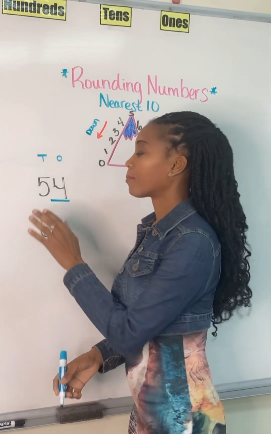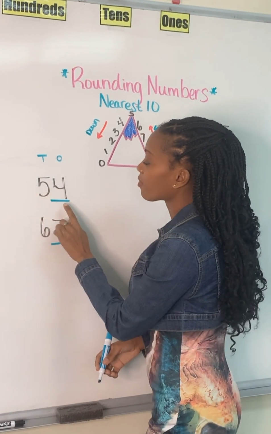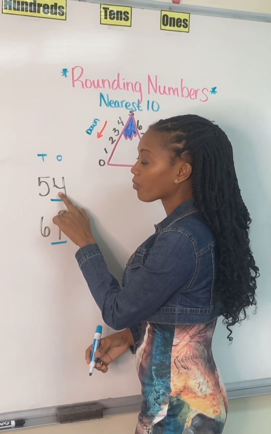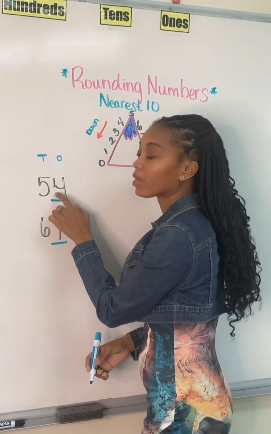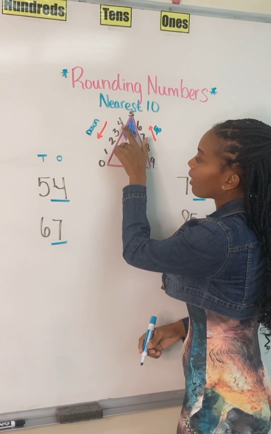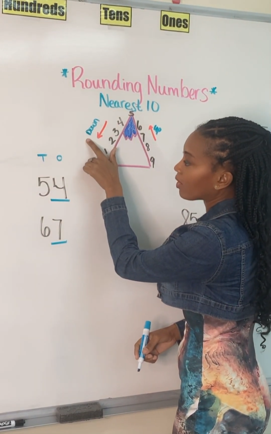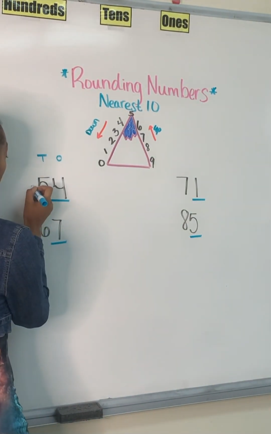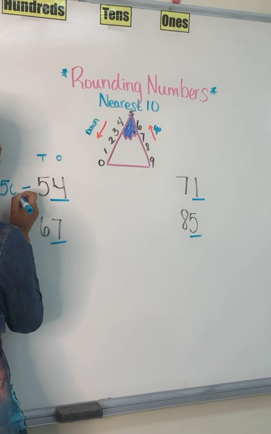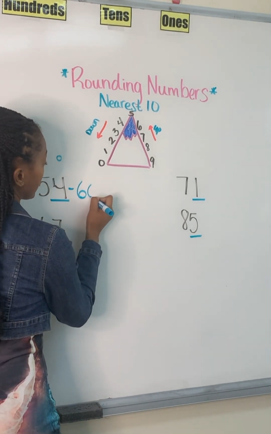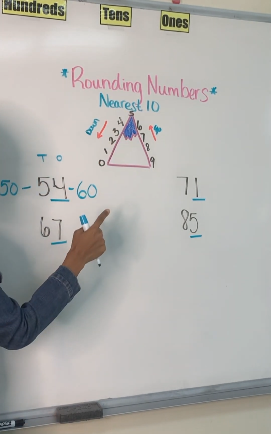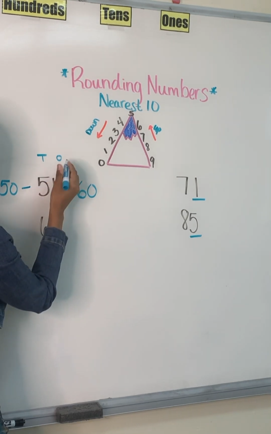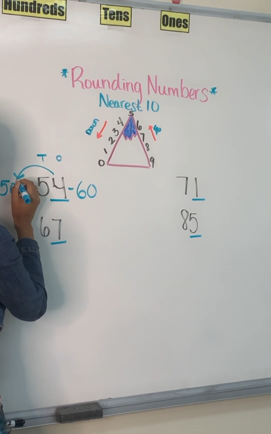Okay, so we have the number 54. And the number 54, when I look in the ones place, it is a 4. If I go back to my rounding mountain, a 4 tells me to round down. So 54 comes between the numbers of 50 and 60. Because I am rounding down, it's going to be rounded closer to 50.